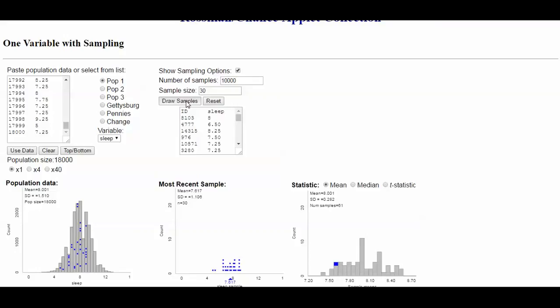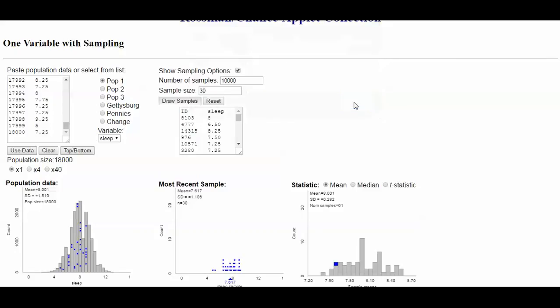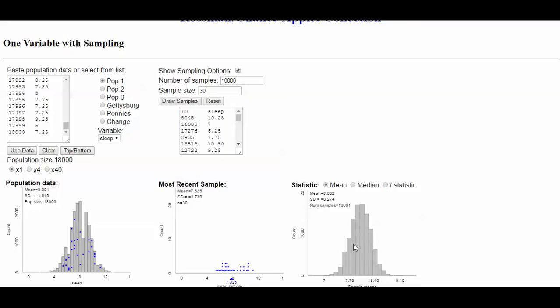It might just take it a second to do this, because it has to do it 10,000 times. Oh, there it is. So it's plotted the 10,000 sample means on here. So this is just showing 10,000 different sample means. And each of those sample means is the mean of a different group of 30 people that was selected from this population.